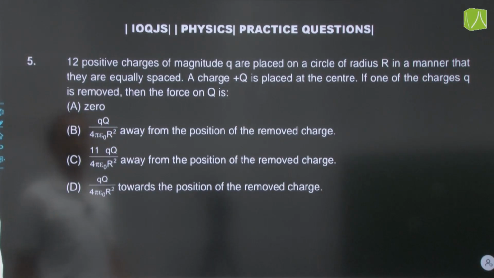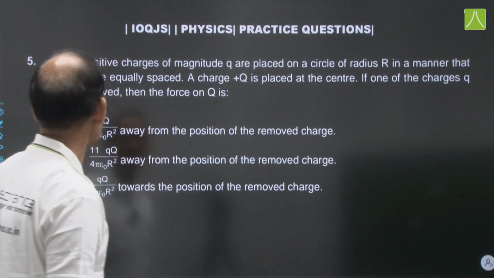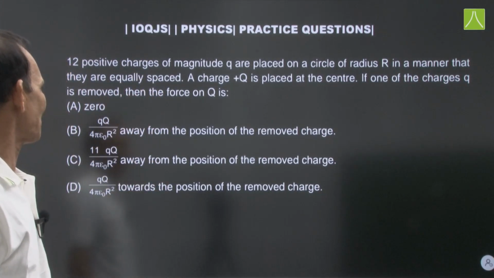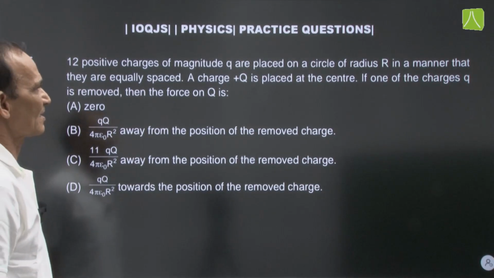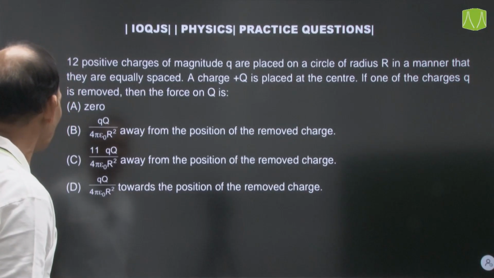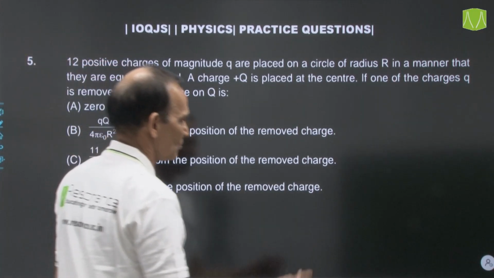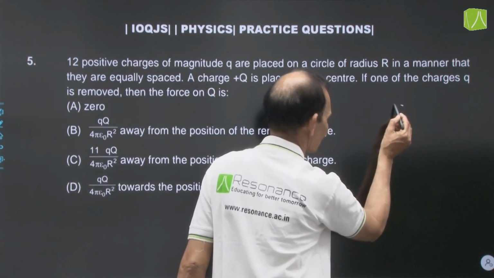this one. 12 positive charges of magnitude Q are placed on a circle of radius R in a manner that they are equally spaced. A charge Q is placed at the center. If one of the charges Q is removed, then find the force on Q. Okay, same question. It is a circle. Think about it.